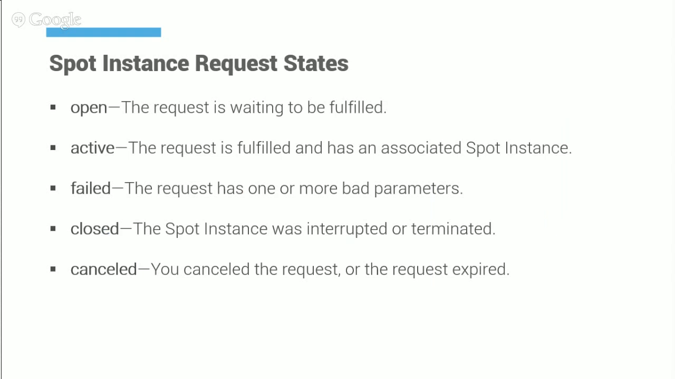So these are the different request states of a spot instance. Open, this is when your request is waiting to be fulfilled. When you actually request a spot instance, it would immediately be in the open state. It would move to an active state when the request is fulfilled, and it has an associated spot instance. As we saw earlier, if you have bad parameters as part of your request, it would be in failed state. It would be in a closed state when the spot instance gets interrupted or terminated, and it would be canceled if you actually go ahead and cancel your spot request, or if the request expires in the case of a persistent spot request.